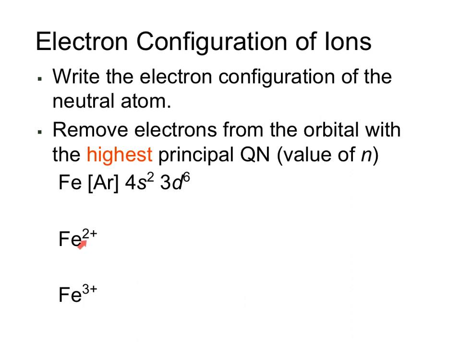In the case of iron 2+, we need to remove 2 electrons. And so our configuration is going to be argon. Now we've removed the 4s2, and we're just left with 3d6. For iron 3+, we have to remove a total of 3 electrons. And so we're first going to remove those 2 from 4s, and then 1 from 3d, giving us 3d5. And there's our electron configuration for an iron 3+ ion.